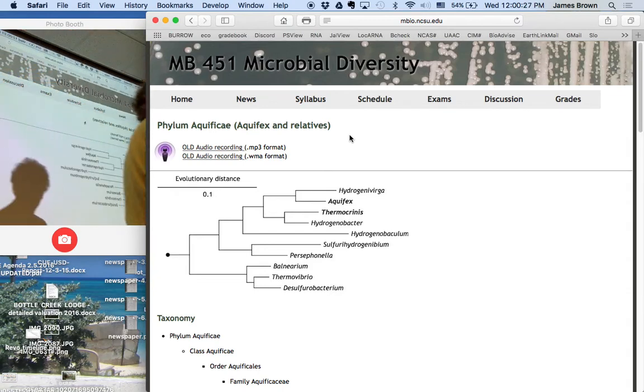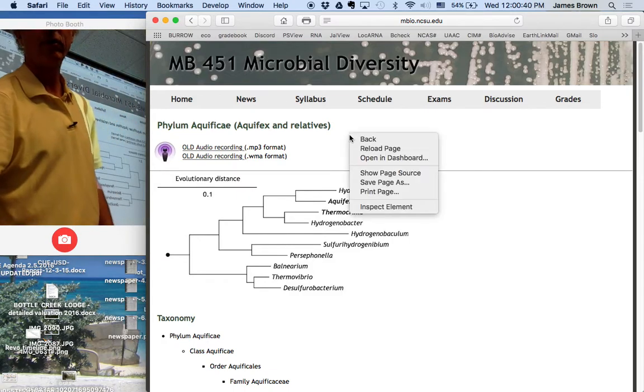So let's start with Aquificae. You have a question? Do we have to know the taxonomy? No. So this is my first point. You're beating me to the punch. I do not expect you to memorize these trees, nor know all of this taxonomy. That's there for your own interest.